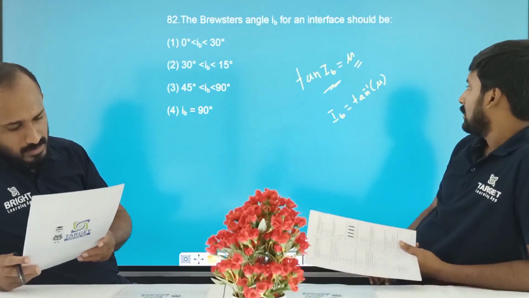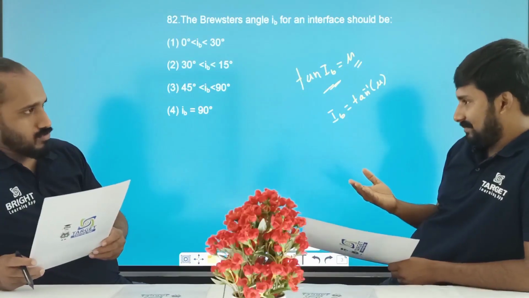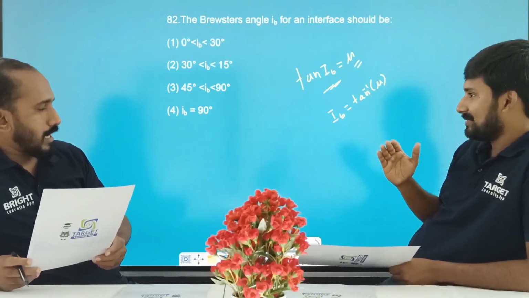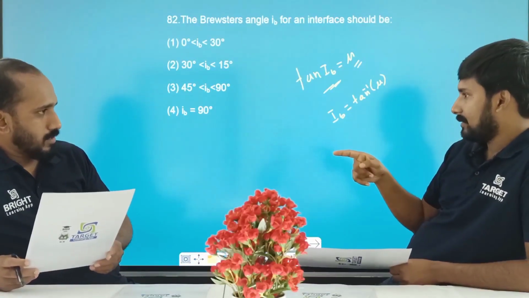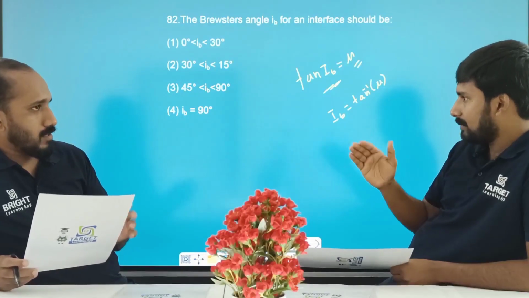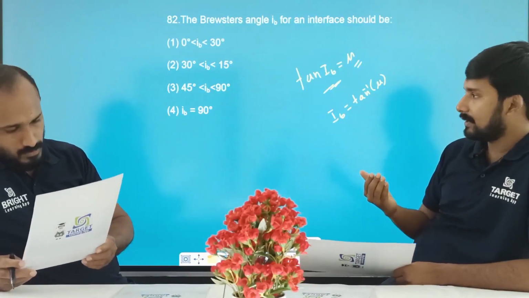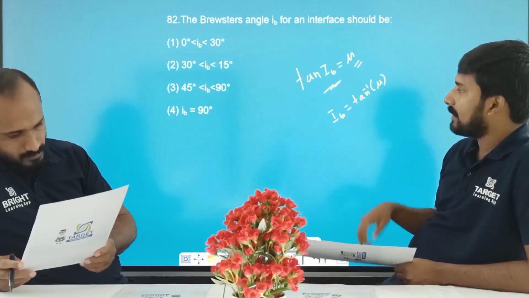Different ranges are given there. Since mu should be greater than 1, the minimum will be tan inverse 1, that comes to 45 degrees. So the angle will be at least 45 degrees, not equal, above 45. So the answer should be in between 45 and 90.